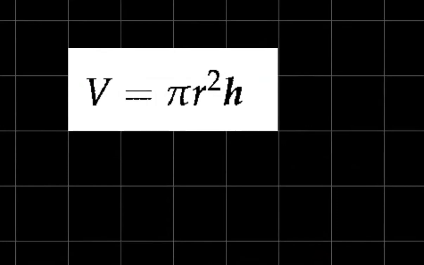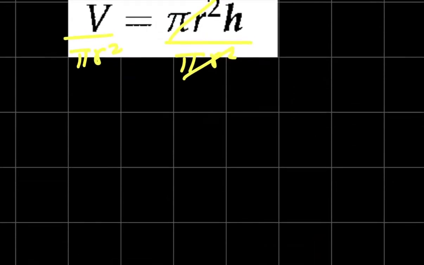Another example. Here, we need to get the value of h. So how to get the value of h? We will divide both sides. We need to cancel pi and r squared. So I will divide both sides by pi r squared, and here pi r squared. This cancels this. So the value of h is going to be v over pi r squared.